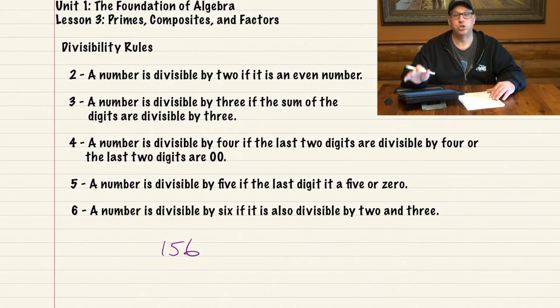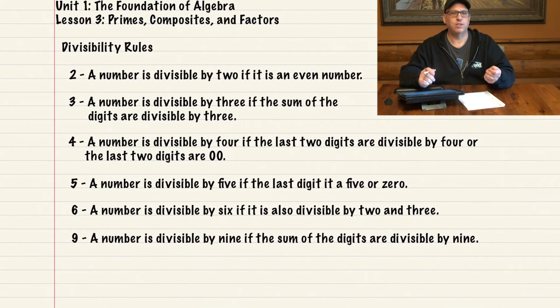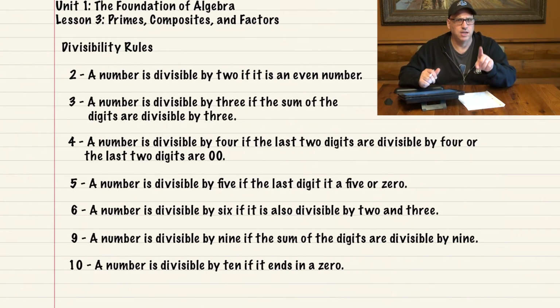Very cool. Don't have a good one for 7 or 8, but 9, there's a great one. It's just like 3. If you add up the digits and the sum is divisible by 9, then the number is also. And then everybody should know 10. 10 is beautiful. It ends in 0. It's divisible by 10. That's our quick divisibility.